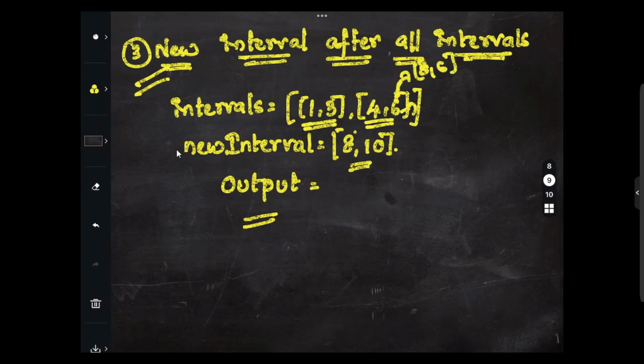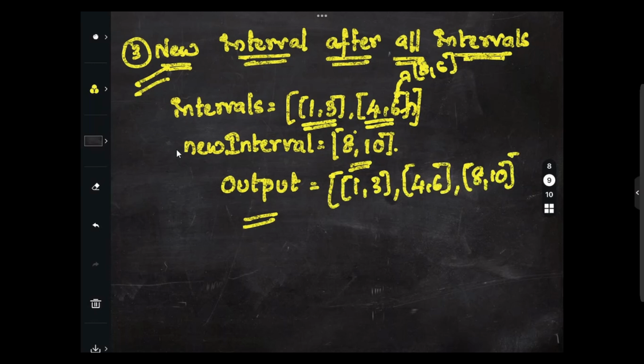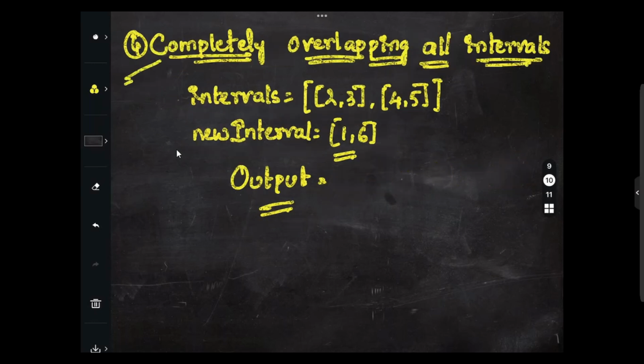So this will be added at the end of the result, right? So this will be 1 comma 3, 4 comma 6 and 8 comma 10 in this case. This is for the edge case, new interval after all the intervals.